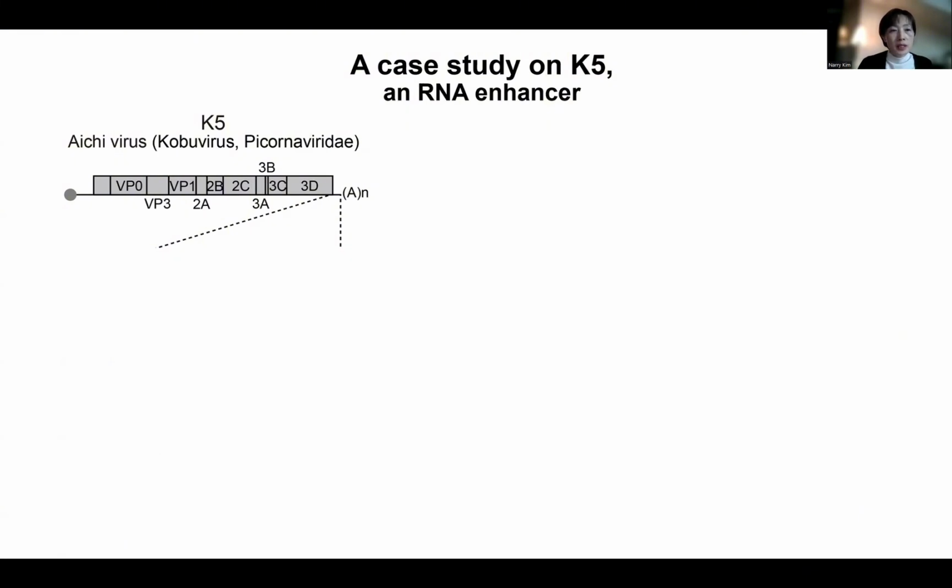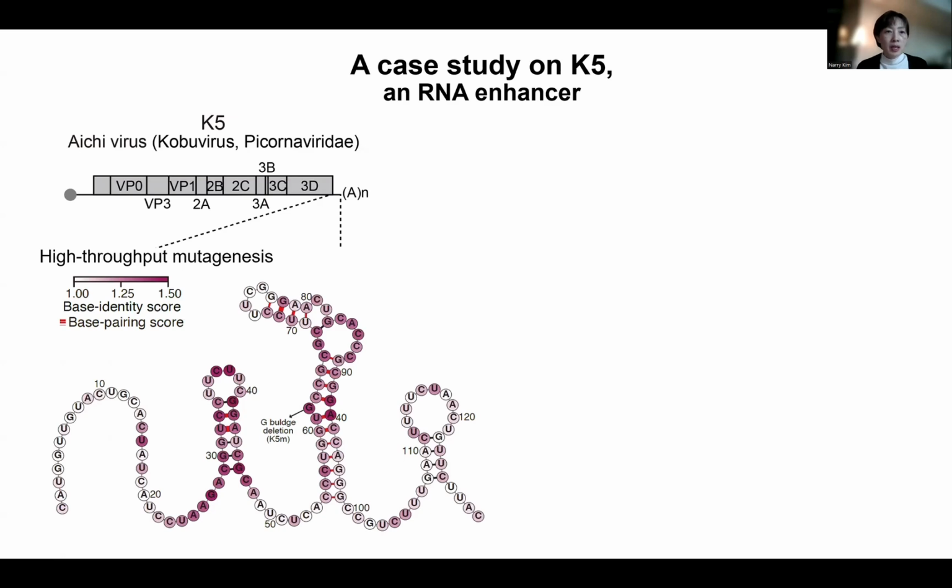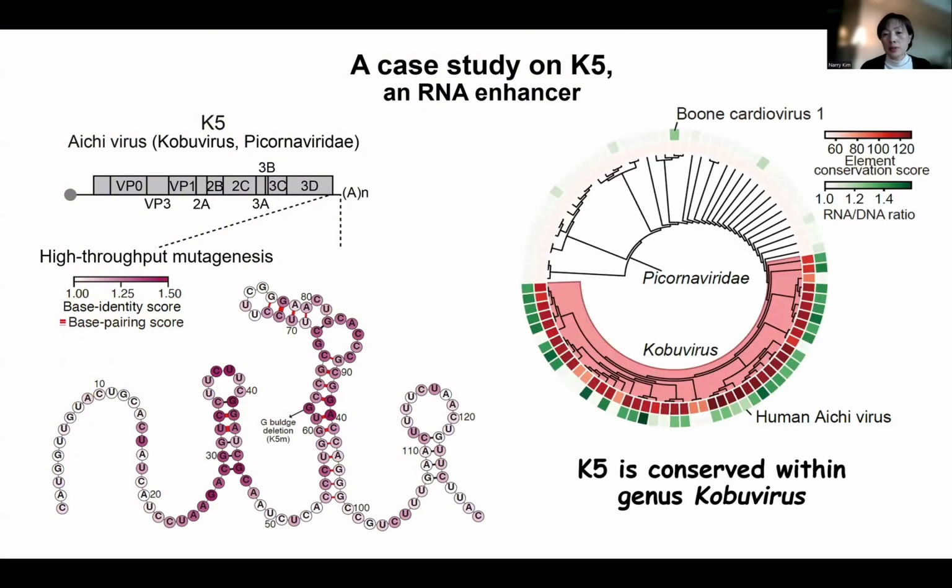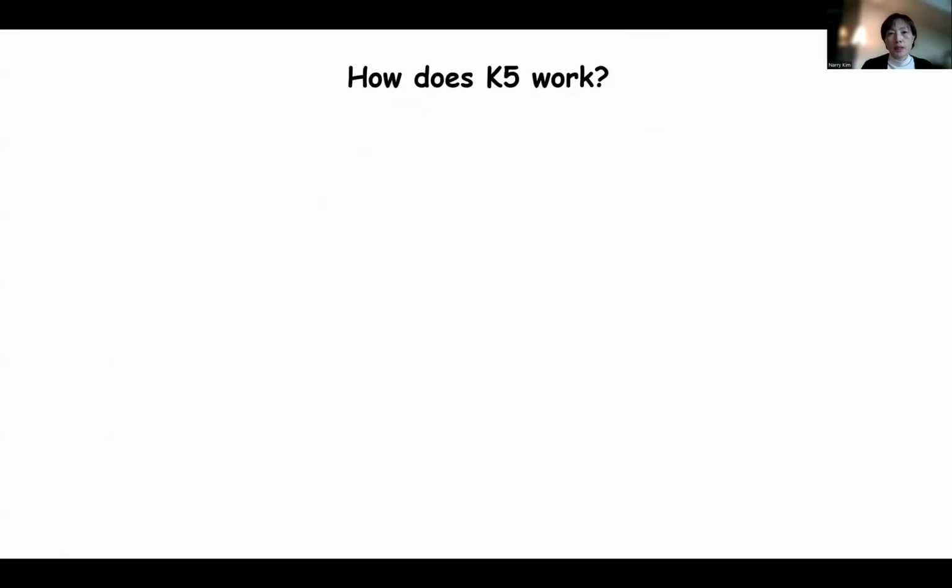This element came from the 3' UTR of this virus, and it contains three hairpins and two hairpins of this. It plays an important role in the activity of K5, and it is conserved within the genus Kobuvirus. So how does it work?